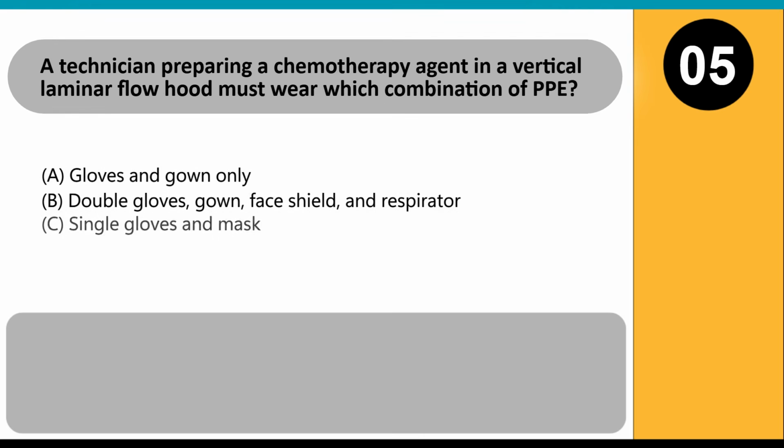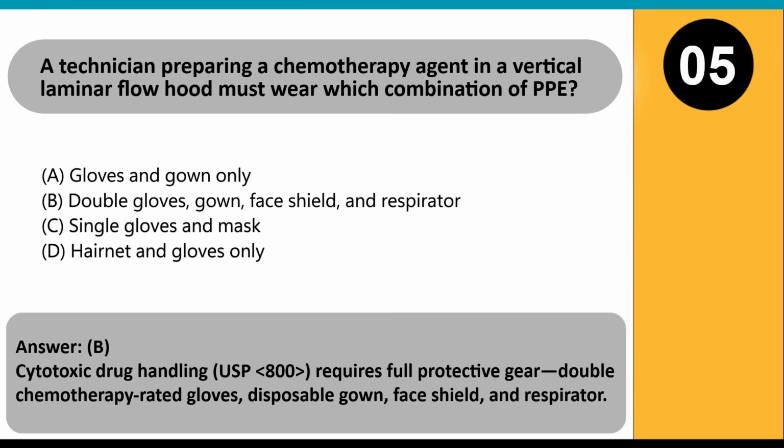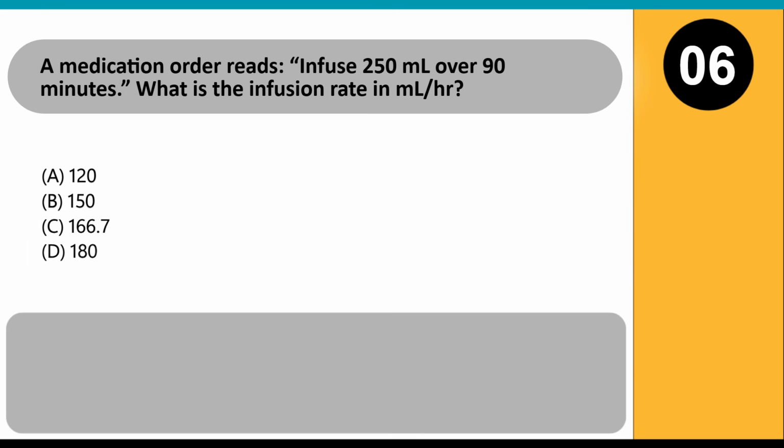A technician preparing a chemotherapy agent in a vertical laminar flow hood must wear which combination of PPE? A. Gloves and gown only. B. Double gloves, gown, face shield, and respirator. C. Single gloves and mask. D. Hairnet and gloves only. Answer, B. Cytotoxic drug handling, USP less than 800, requires full protective gear, double chemotherapy-rated gloves, disposable gown, face shield, and respirator.